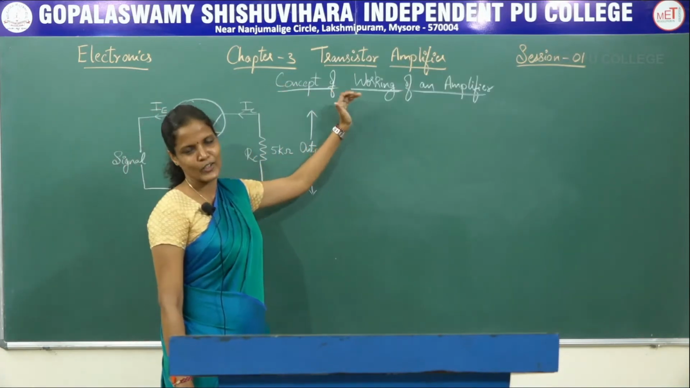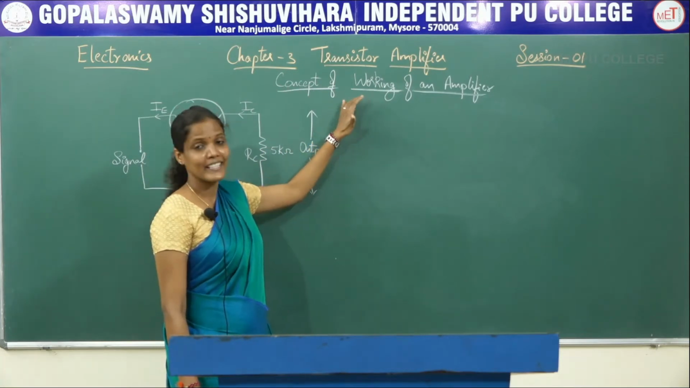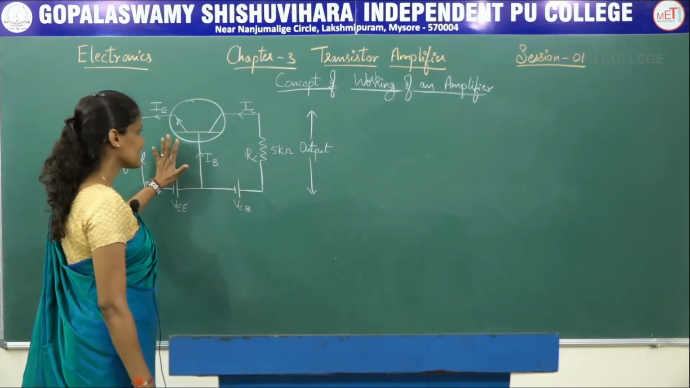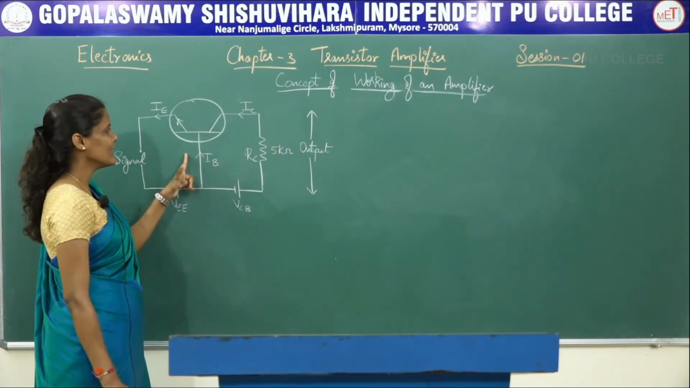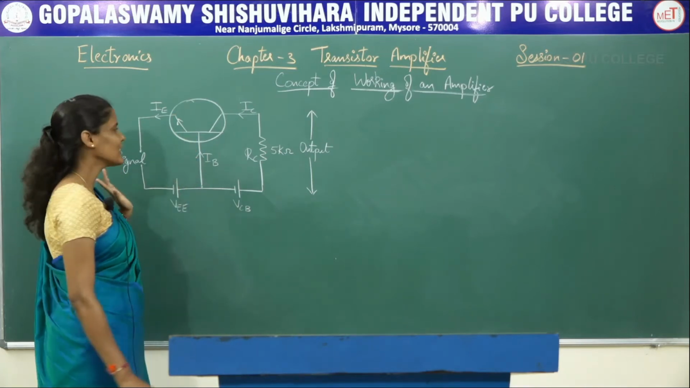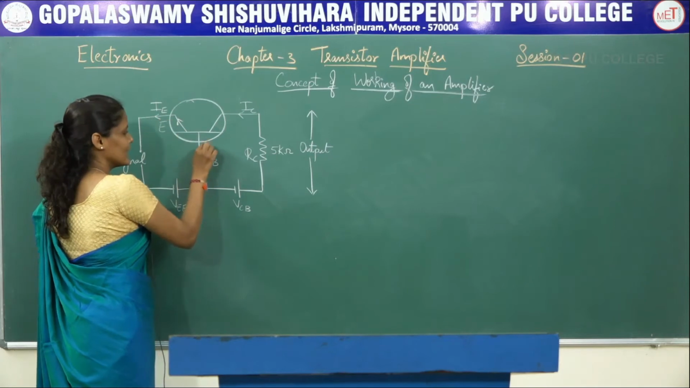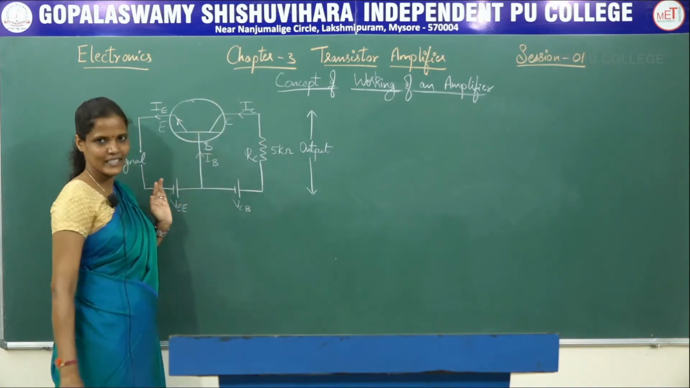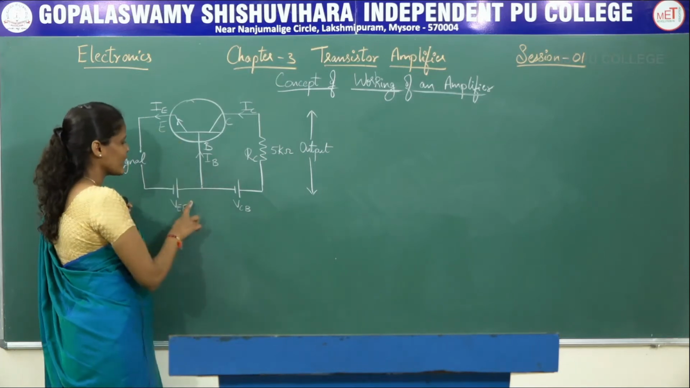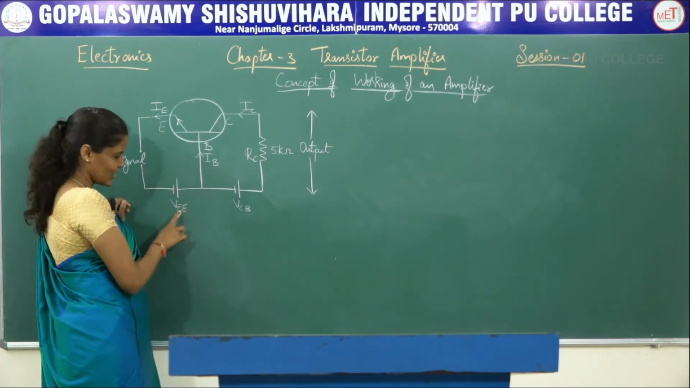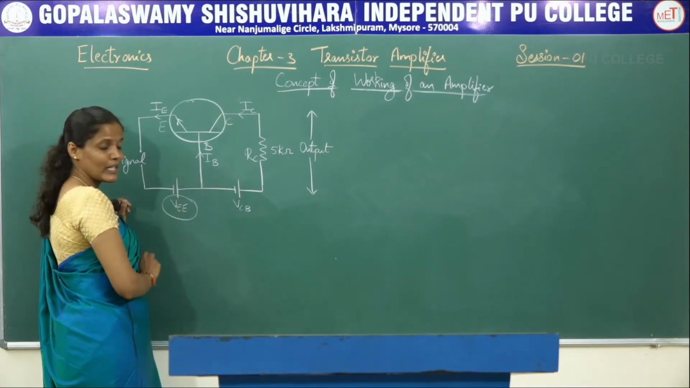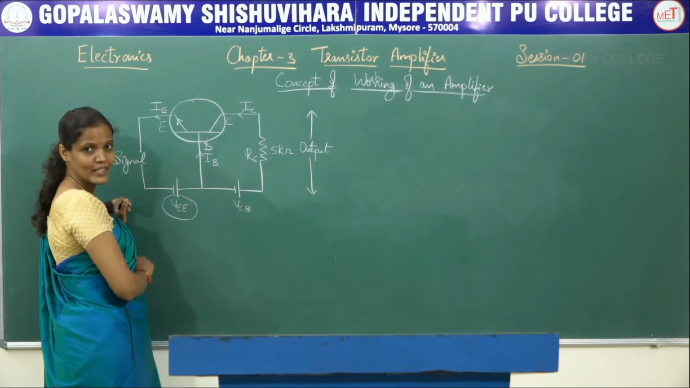Let us see how the transistor will work as an amplifier. Concept of working of an amplifier. In order to understand how the transistor will work as an amplifier, let us take this circuit. This is an NPN transistor in which the common base configuration is taken. This is the emitter terminal, this is the base and this is the collector. So this is a common base configuration, and the voltage that we are going to apply between the emitter base junction, in order to forward bias the emitter base junction, is denoted by VEE, which is nothing but a DC source.